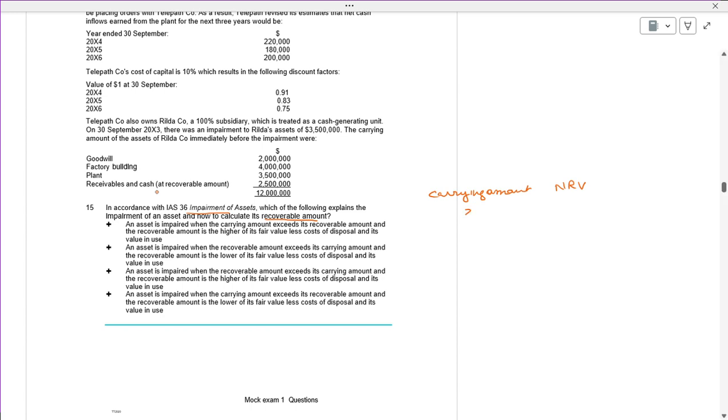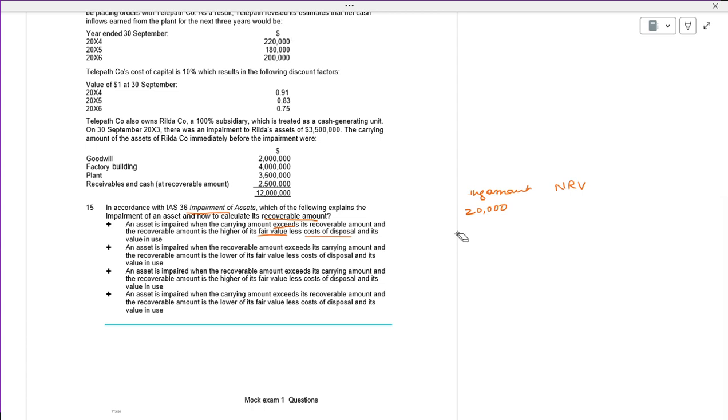Carrying amount is 20,000. What is the formula for when the value of the asset will get impaired? An asset is impaired when carrying amount exceeds its recoverable amount, and recoverable amount is the higher of its fair value less cost of disposal.